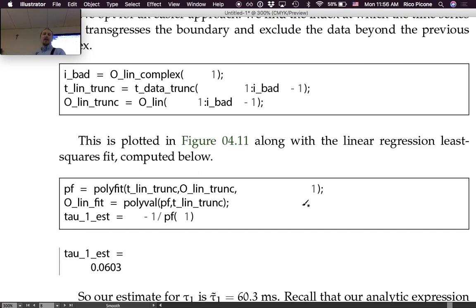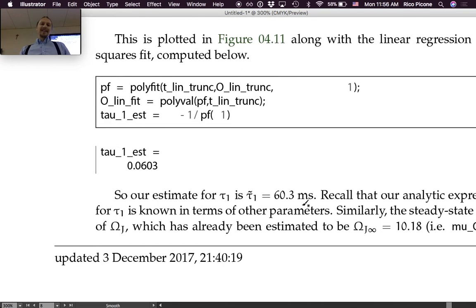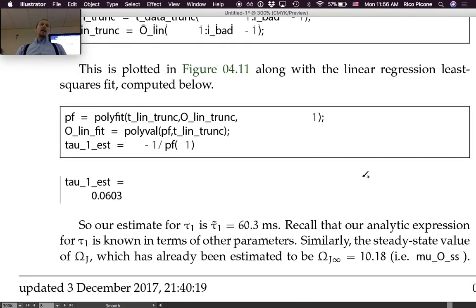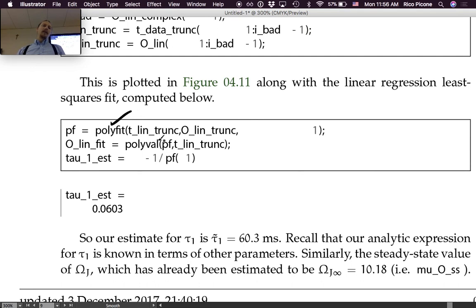So this is plotted in figure 4.11. Here it is with the data. The reason that the spread gets larger and larger is that we have a logarithm being taken here. And notice that this is pretty linear, the average of it is. So we can do a linear fit to the data, which is really easy in MATLAB. Just use polyfit, and you can find what the time constant is as the slope of that. Well, actually, negative 1 over the slope of that.